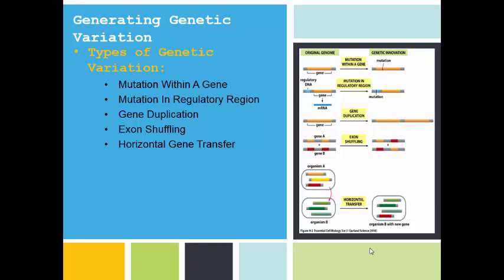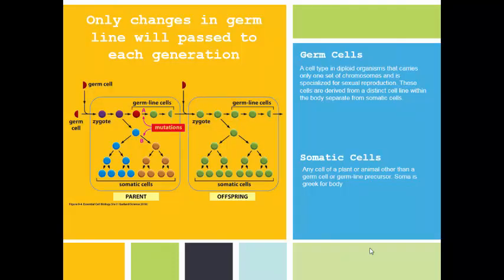These are mutation within a gene, mutation within the regulatory DNA of a gene, gene duplication, exon shuffling, and horizontal gene transfer. In this section of the lecture, we are going to talk about each of these types of genetic changes. Before we get looking at these types of genetic variation, let's talk about how these variations come to impact an entire species over many generations.